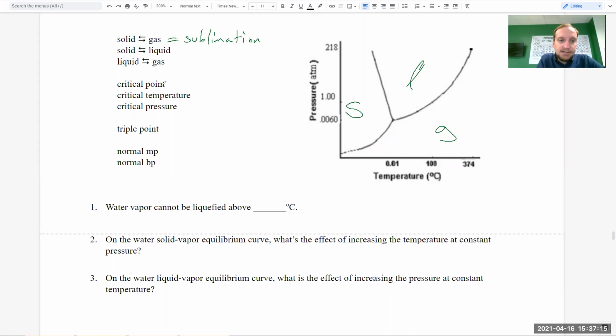The next thing we can talk about is something kind of new. It's called the critical point. The critical point is going to be located right there. That's the critical point. It's always that upper rightmost dot. That is the critical point. The critical point is when your liquid and gas become indistinguishable.